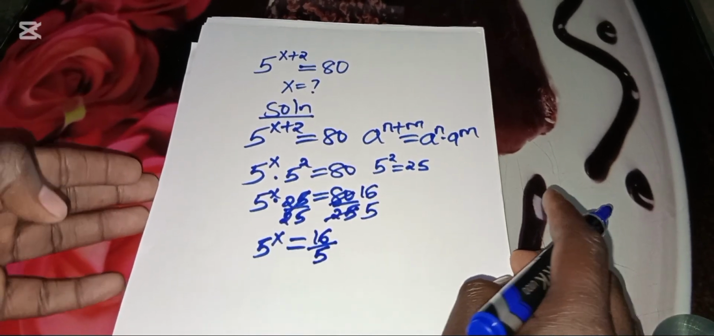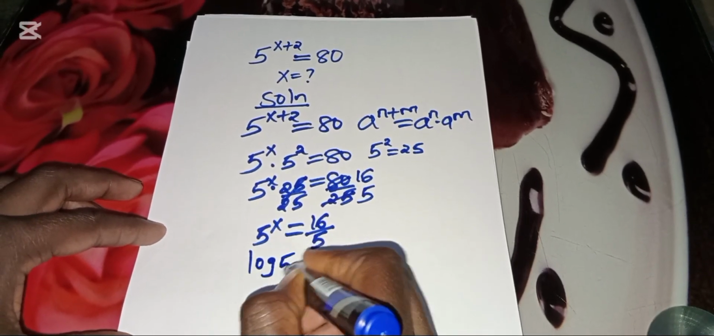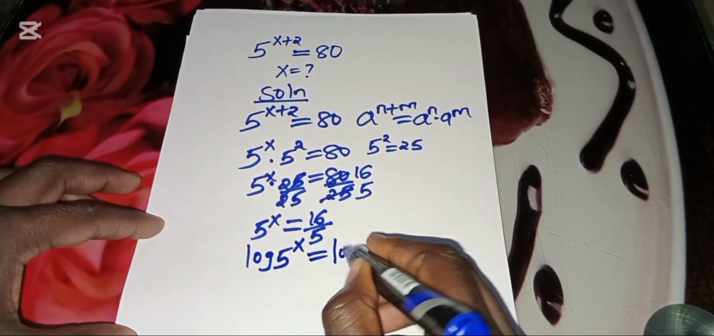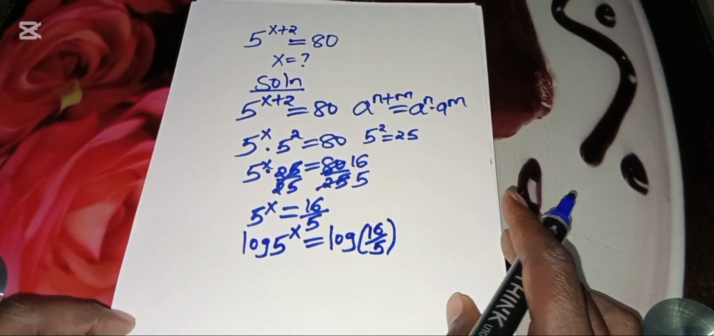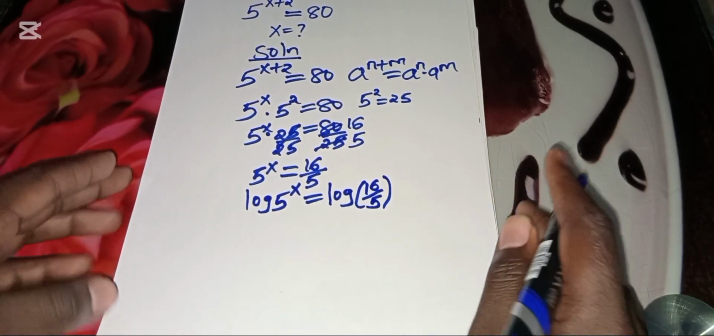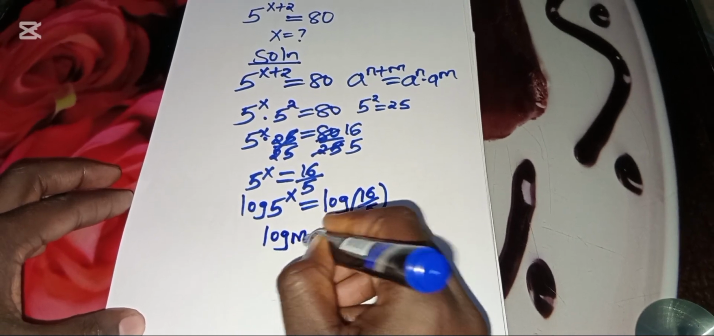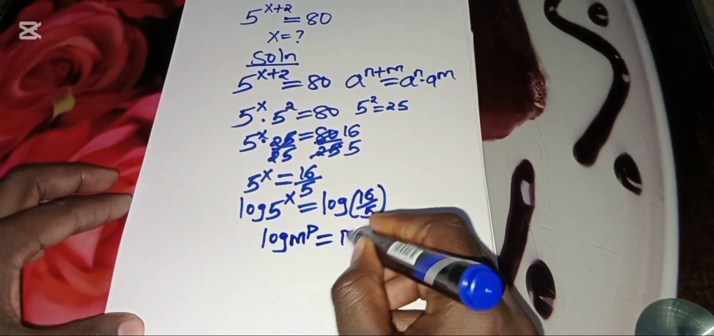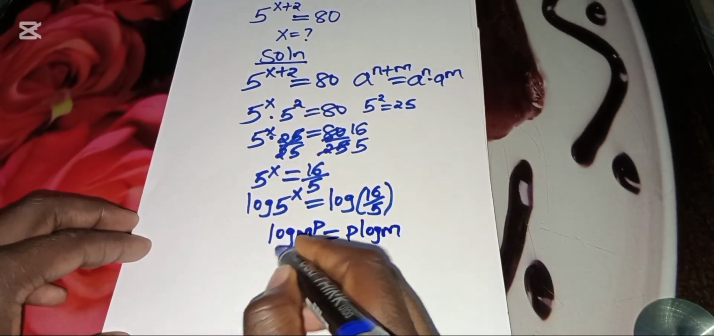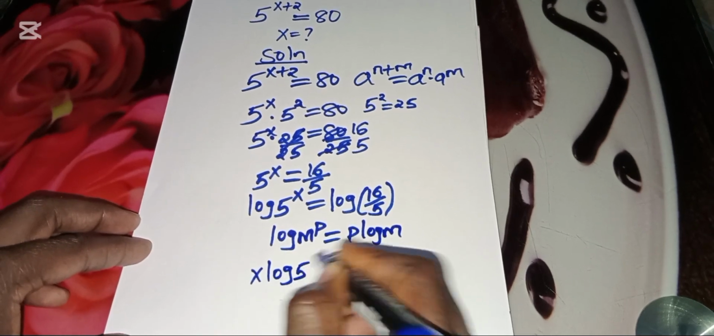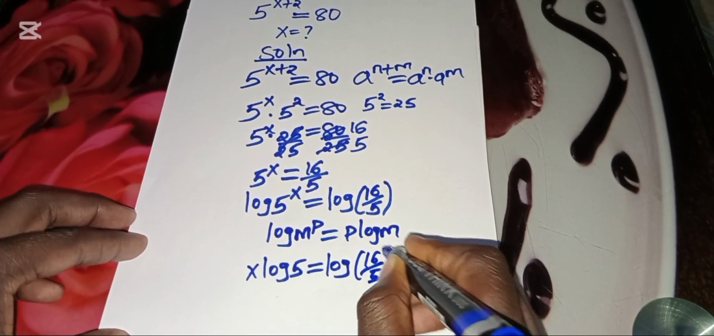How do we solve for the value of x? We introduce the natural logarithm, so that we're going to have log 5 raised to power x. This is equal to log 16 divided by 5. Okay, so now from here we introduce the logarithm power rule, so that if you have log m raised to power p, this can be expressed as p log m. All right, so you'll have x log 5. This is equal to log 16 divided by 5.